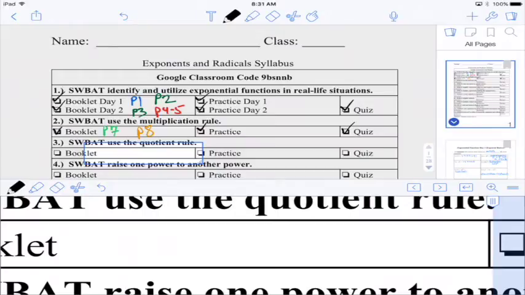Hi, Algebra 1 students. This is going to be page 9 today. Again, it's going to be very similar to the multiplication rule.